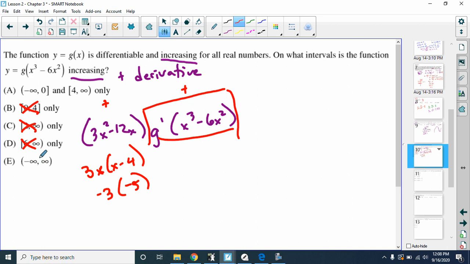And then we checked 1. At x equals 1, we got a negative derivative. I wanted it to be positive. So A is correct. Sorry about that.